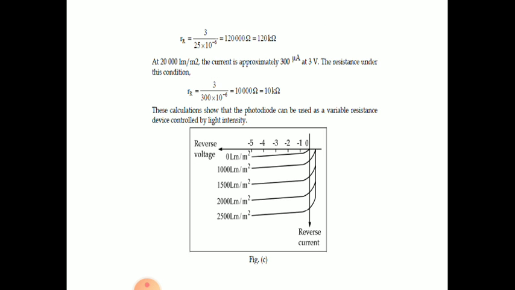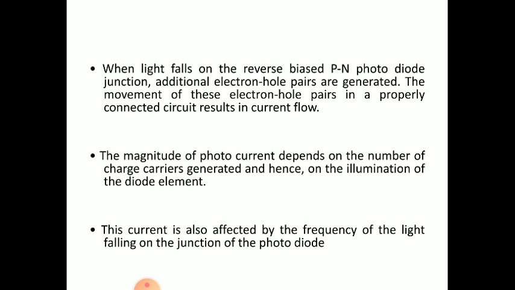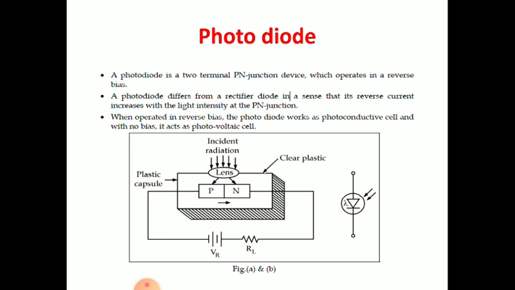So that is the special semiconductor device, the photodiode, which should function in reverse condition, and the light intensity has to be made to fall on the junction in reverse bias mode.